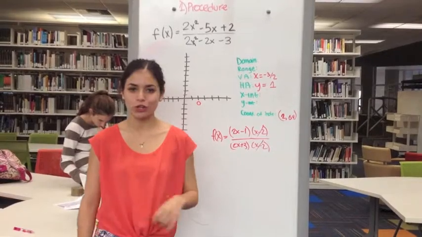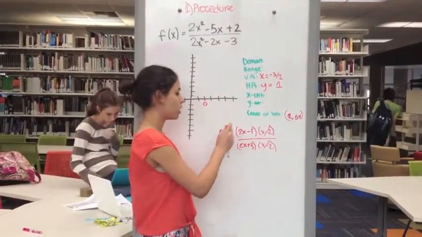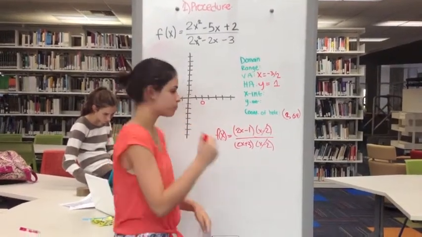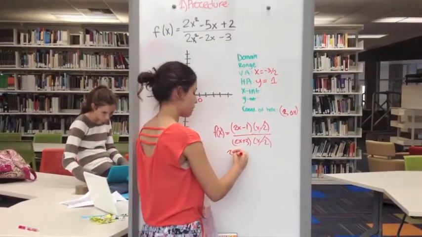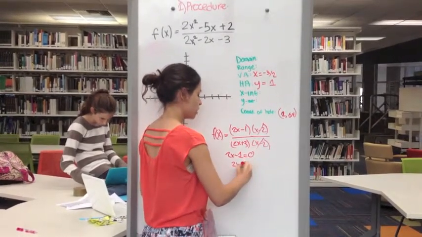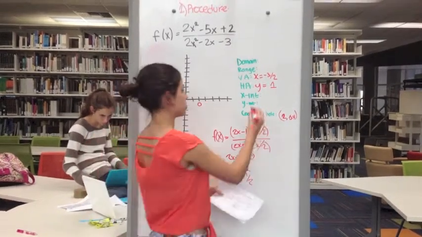Okay, so now we're going to figure out the x-intercept and the y-intercept. To figure out the x-intercept, we're going to set this parenthesis, the numerator, equal to 0. So it's going to be 2x minus 1 equals 0, which is 2x equals 1, x equals 1 half. So that's going to be our x-intercept.